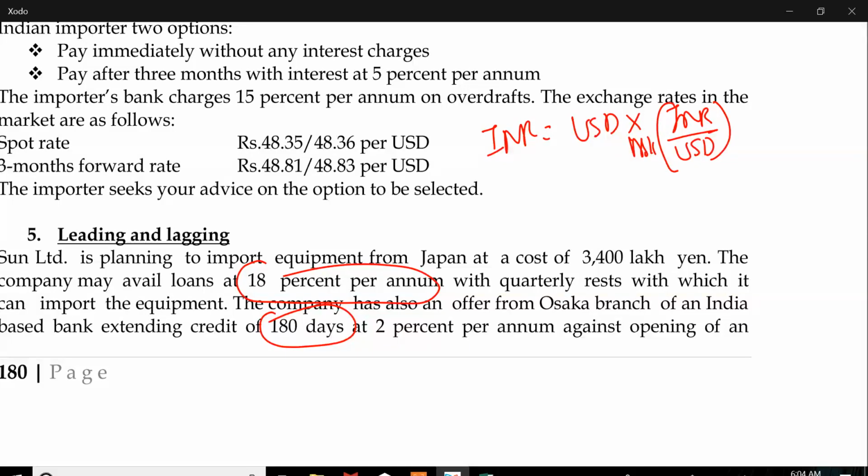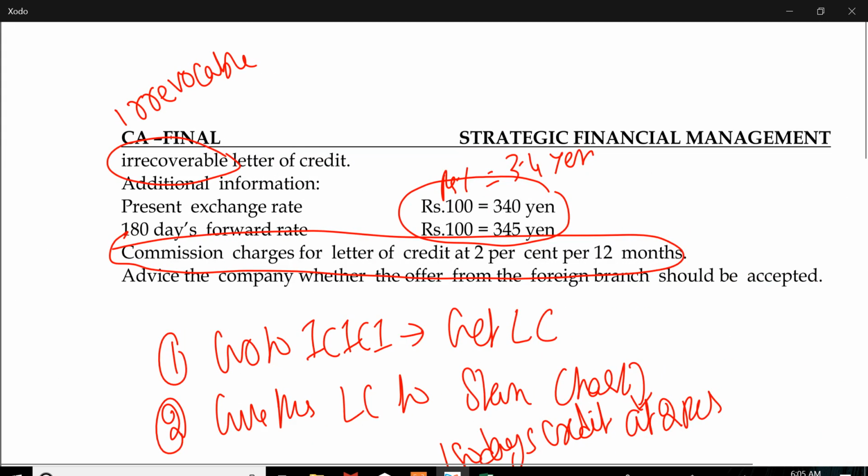Next point, for the foreign currency loan, we will have to give a letter of credit, on which commission is to be paid.